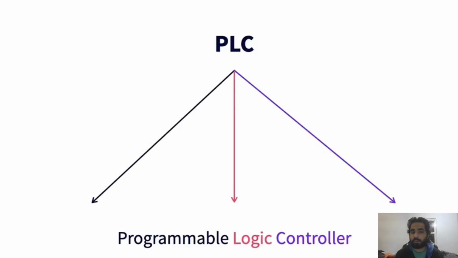Now the question is, what are they? In industrial automation, PLC plays a very important role. What happens is, in industrial automation, you will be giving particular inputs, and based on that, a particular output should happen. So how would you control that, and how would you execute that? In that case, PLC plays an important part.